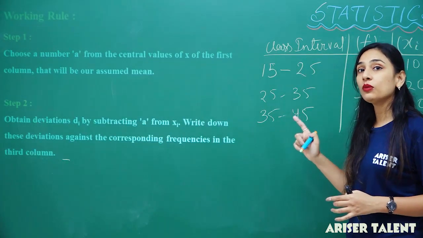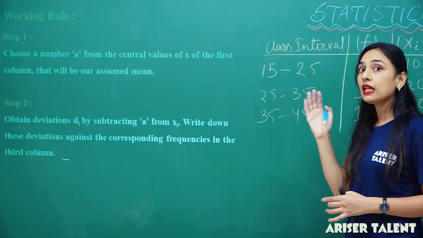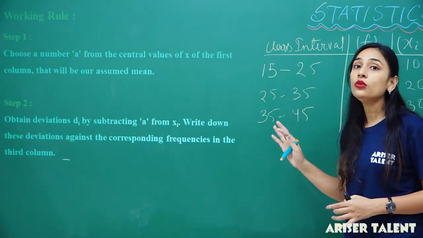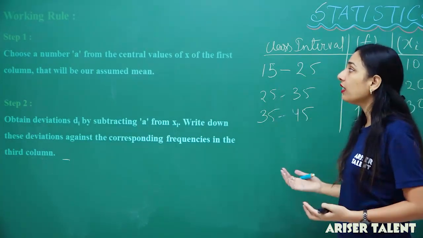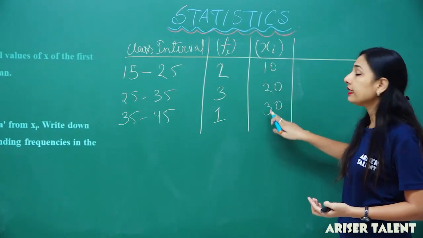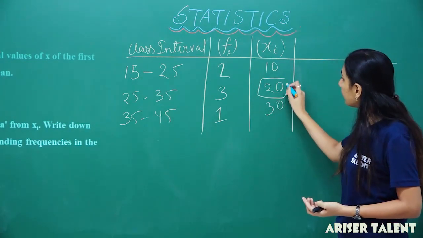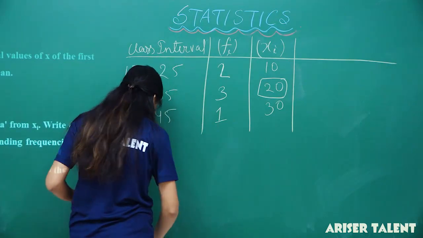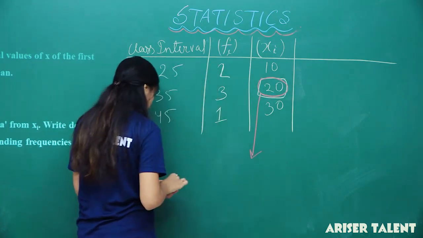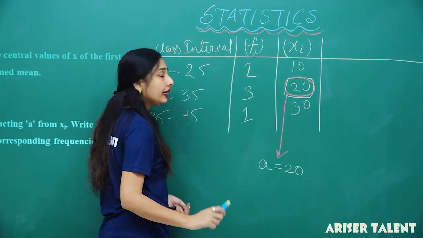But it has to be only from the first column when it is given in the form of a single value. In the case where a class interval is given, you have to find out the x value first and then assume the value A. So come this side, you have these values 10, 20 and 30 as the values of x. So the mid value will be 20. So the value of A will be 20.